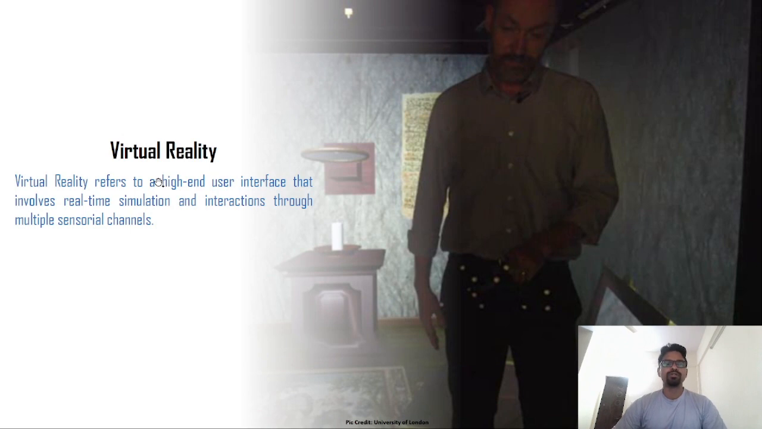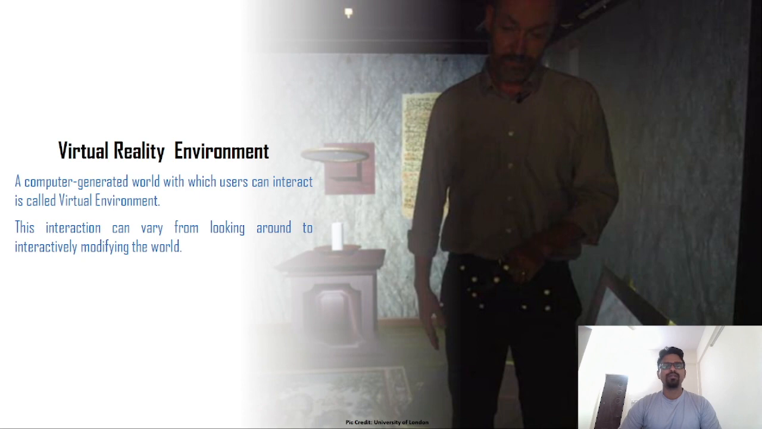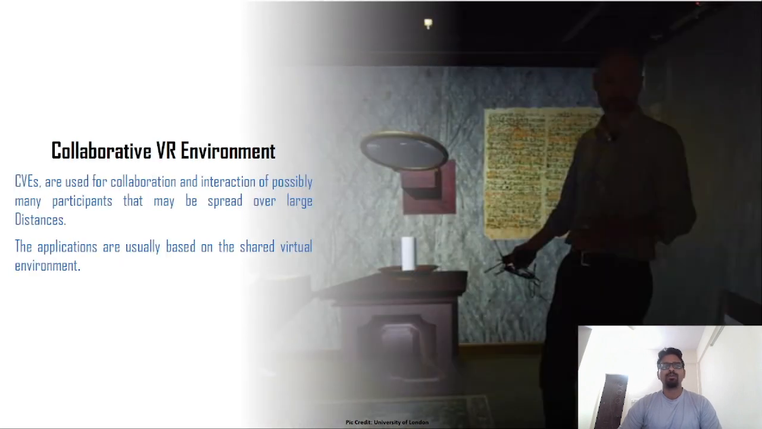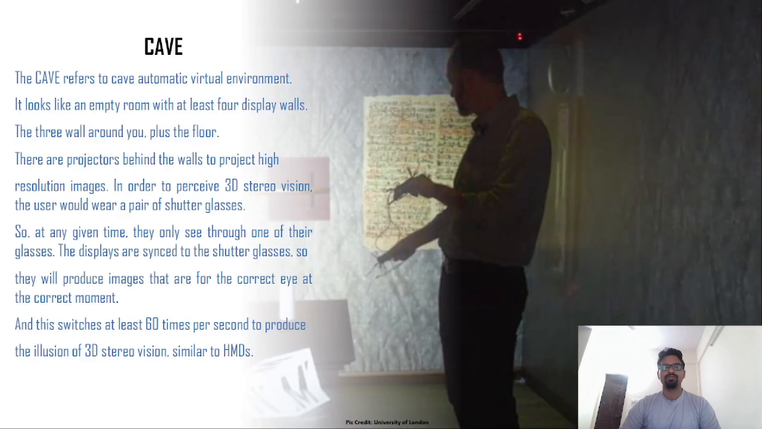So virtual reality refers to a high-end user interface that involves real-time simulation and interactions through multiple sensorial channels. A virtual reality environment is a computer-generated world with which users can interact, called a virtual environment. This interaction can vary from looking around to interactively modifying the world. Collaborative VR environments are used for collaboration and interaction of possibly many participants that may be spread over large distances. The applications are usually based on a shared virtual environment.